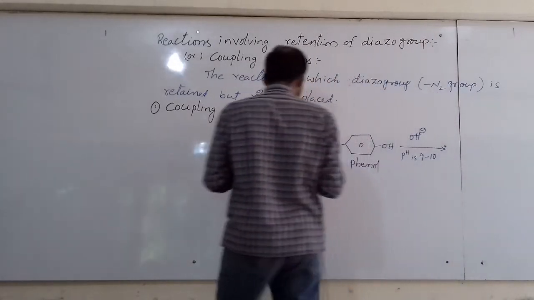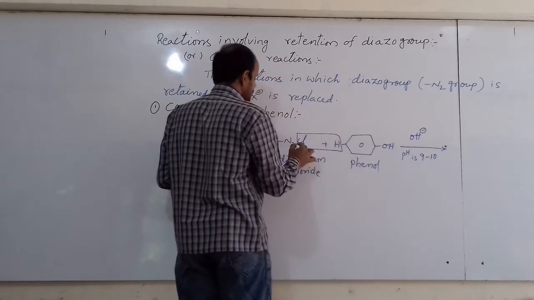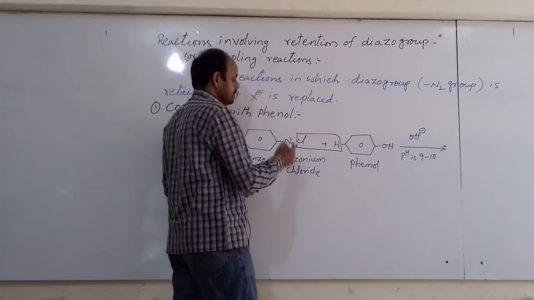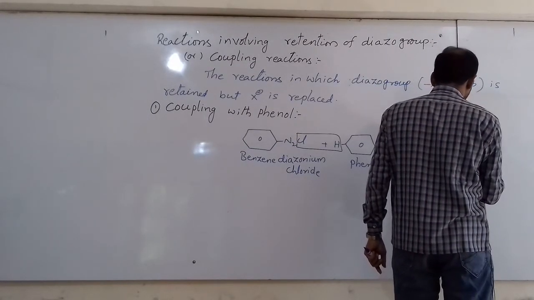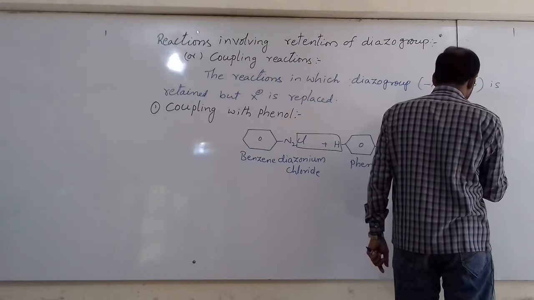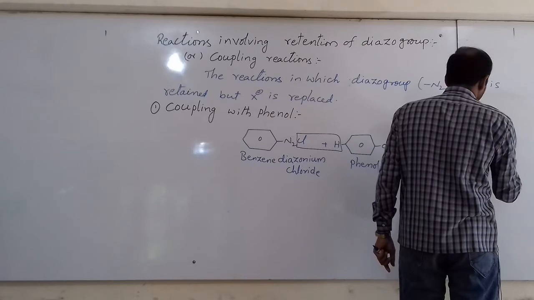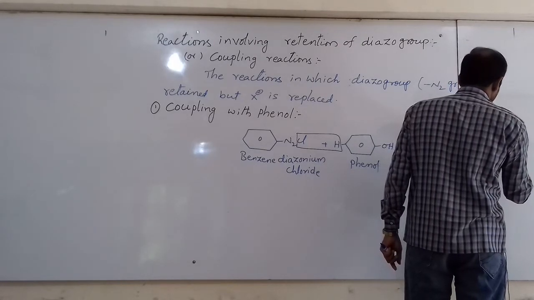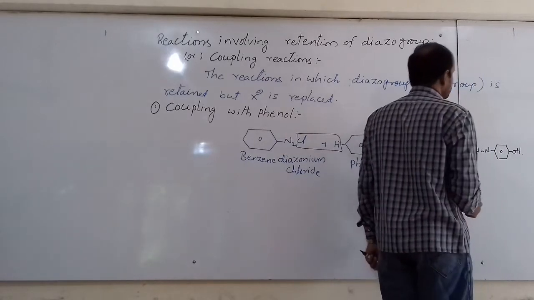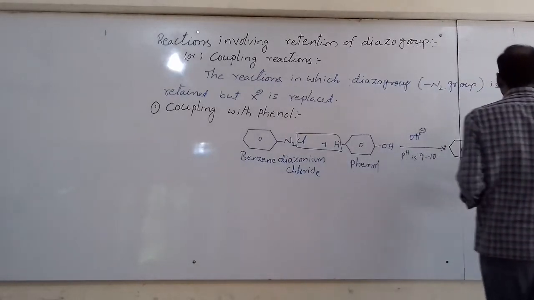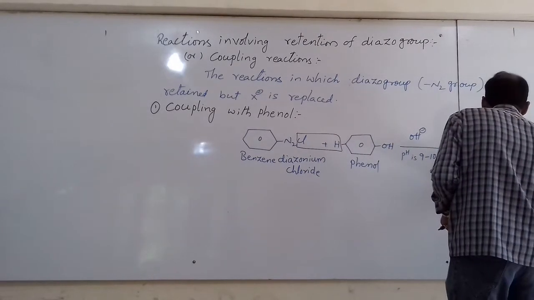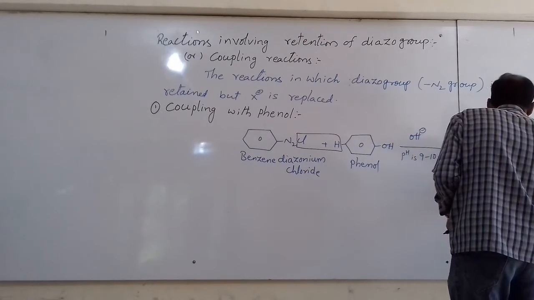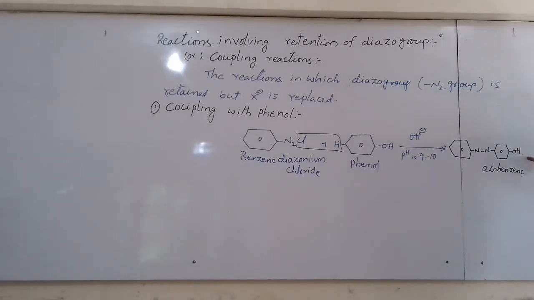Then what happens here? This HCl is removed. Then this carbon is attacked on this nitrogen. Thus we get which group? Here N double bond N, C6H5, here OH, C6H4OH. Okay. So if OH is not there, then that is called azobenzene. What is that? Azobenzene.